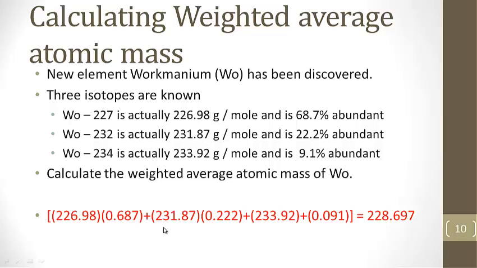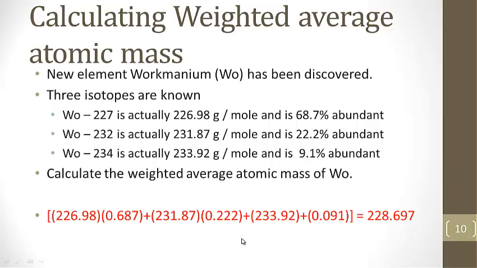And when you do this, you do not divide by the number of types of isotopes. Notice this does not have over 3. You're not dividing it by 3. All you do is you multiply the molar mass by the percent. This 0.687, of course, corresponds with that percentage. This 226.98 corresponds with this particular molar mass of this particular fictitious isotope. And then these two sets of numbers down here, of course, correspond with these numbers up here.